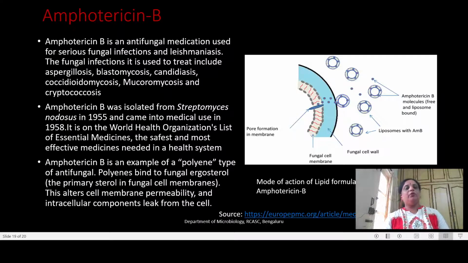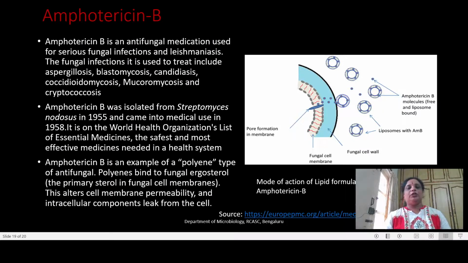So this is a very important drug nowadays. It has been used against mucormycosis or zygomycosis, which is an outbreak all over. So the mode of action is that it binds to the fungal ergosterol, which is one of the primary sterols in the fungal cell membrane, and because of which it creates the pore. Because of the pore creation, the permeability of the membrane is altered, which results in the leakage of the cytoplasm, which results in the death of the fungi. So this is about amphotericin.